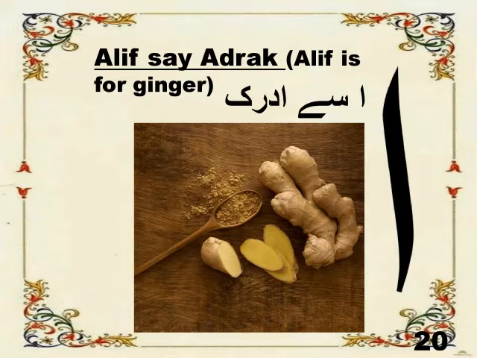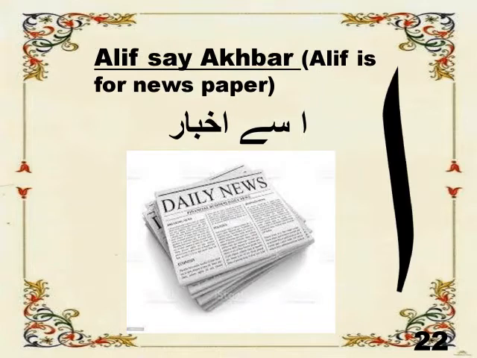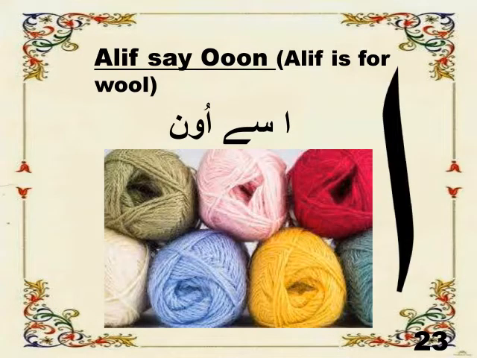Alif se adrak. Alif is for ginger. Alif se anda ya ande, which means Alif is for egg. If we are talking about one egg, we will call it anda. And if we are talking about more than one egg, we will call it ande. Alif se akhbar. Alif is for newspaper.